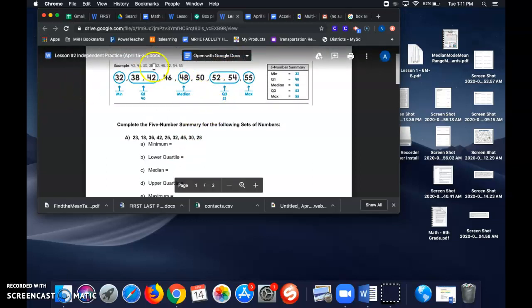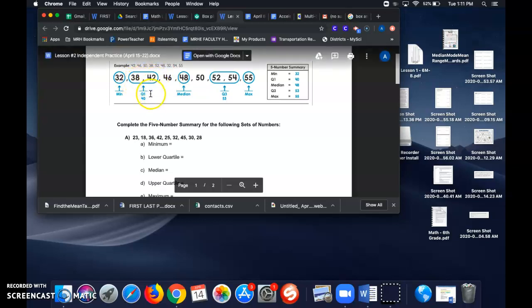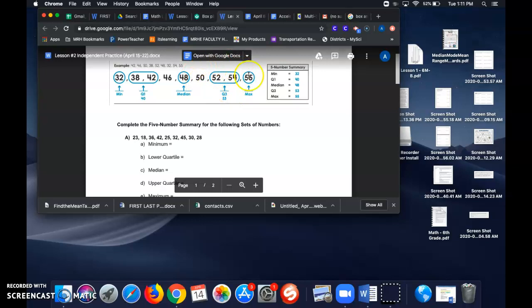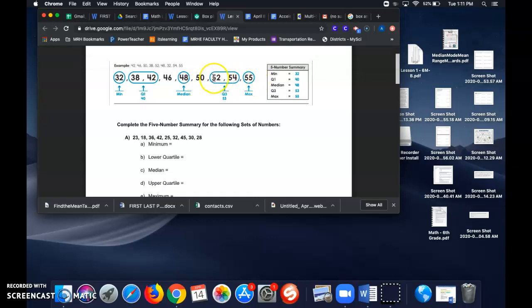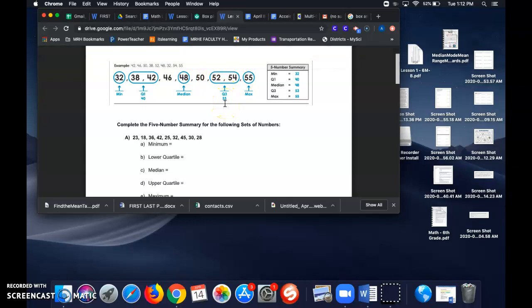So right here, the median of this whole data set is 48. Then they look to the left to find their first quartile. These two numbers are the median, so they add them together and divide by 2. That's how they got 40. So their first quartile is 40. When they look at their third quartile on the right side of your median, which is 48, we have 50, 52, 54, 55. 52 and 54 are your median, so they added them together and got 53.